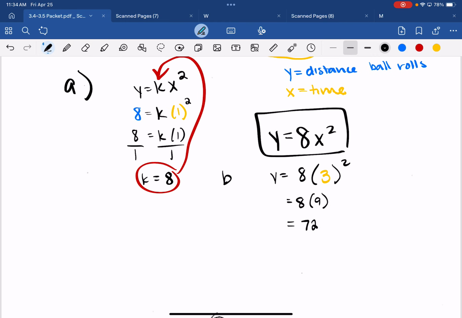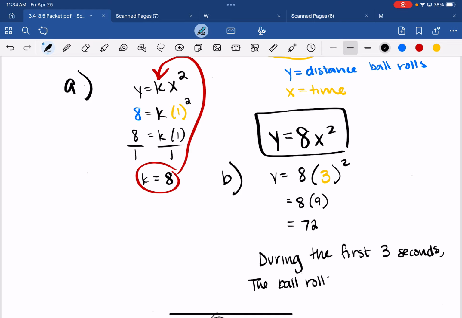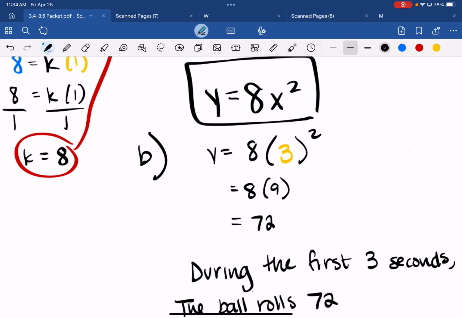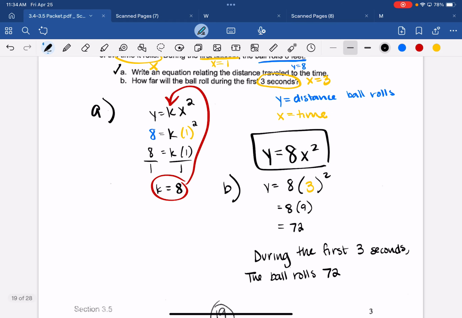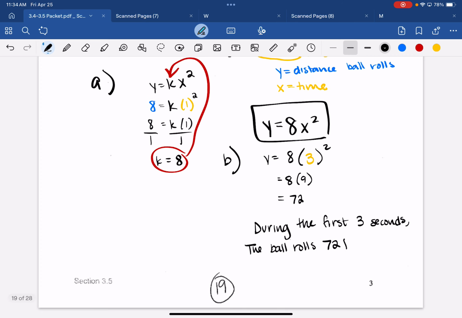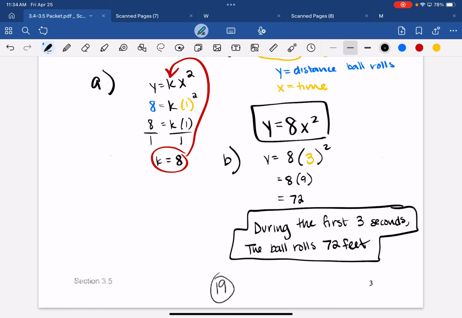Okay, so for part B, we would say during the first 3 seconds, the ball rolls 72, and what are we measuring this in? Feet. We get that at the very end up here. Oop, the ball rolls 8 feet. Okay? 72 feet. All right. Any questions on that?